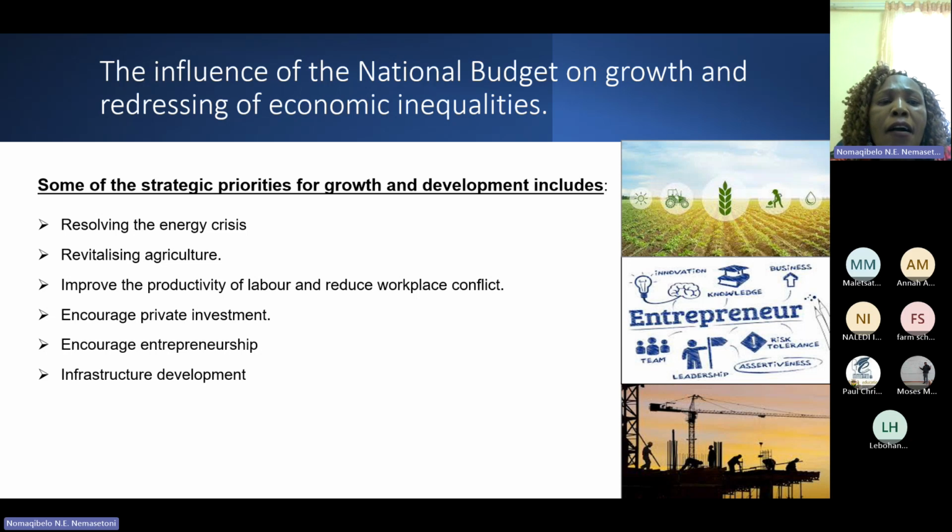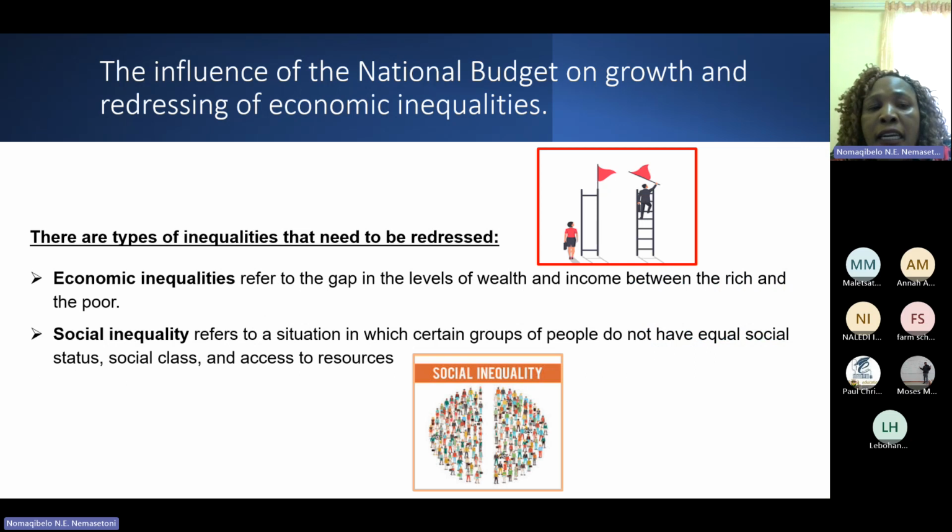The influence of the national budget on growth and redressing of economic inequalities, continued. Some of the strategic priorities for growth and development include the following: resolving the energy crisis, revitalizing agriculture, improving the productivity of labor and reducing workplace conflict, encouraging private investment, encouraging entrepreneurship, and infrastructure development. Those are the ways that we can use to ensure that we have economic growth.